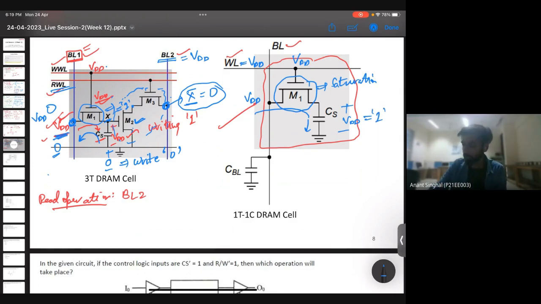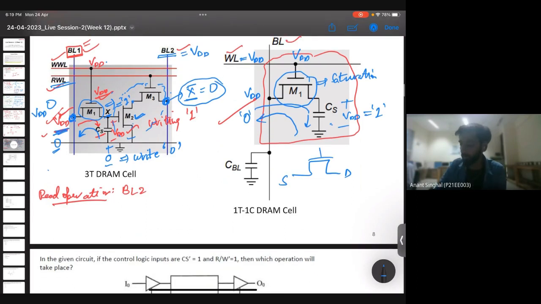Same is the case with 0. This transistor will not conduct, and now this capacitor will get discharged through this path because here is a VDD. NMOS is a symmetrical device. We can interchange this drain and source. So this was again the basic operation of writing, and read operation follows the same as we have done here. It depends upon what input we have applied.